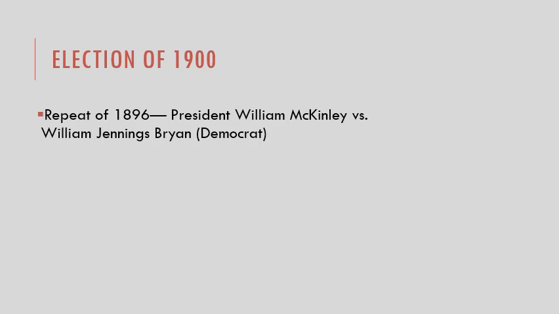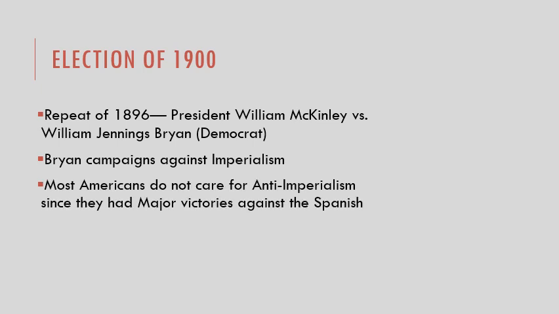Finally, we get to the election of 1900. It's the repeat of 1896. President William McKinley again will go up against the populist William Jennings Bryan, and William Jennings Bryan will lose for a second time. He campaigns against imperialism. The U.S. should be pulled out. However, most Americans at this point do not care for anti-imperialism.